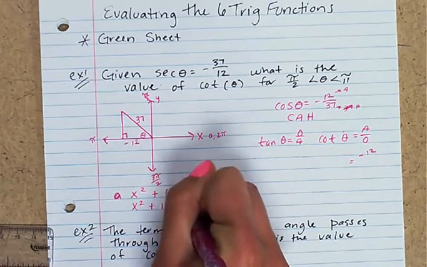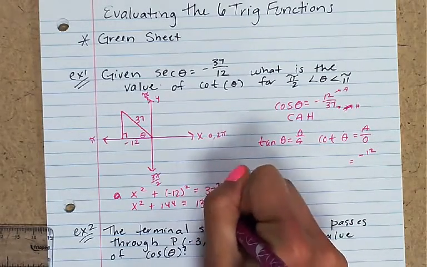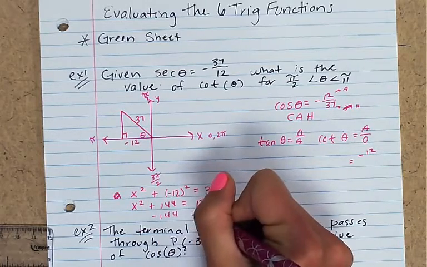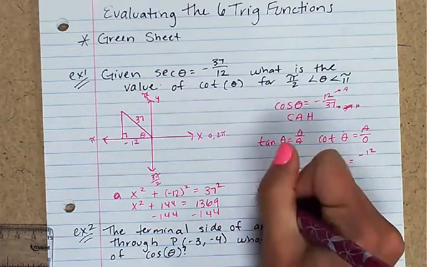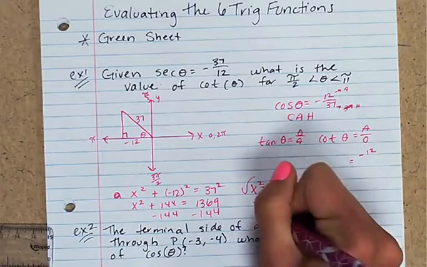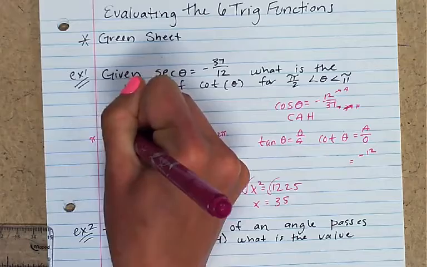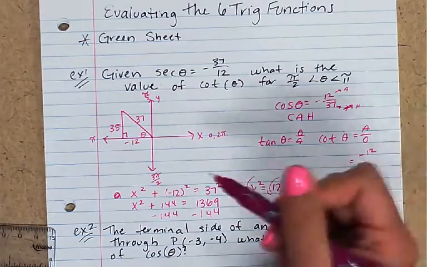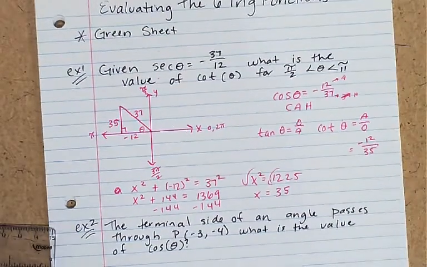So x squared plus 144 equals 1,369. Then subtract 144 from both sides. That means that x squared equals 1,225. Square root both sides, and x is 35. So this opposite length is 35. It's up above the x-axis, so it's positive. So our cotangent is going to be negative 12 over 35, negative 12/35.